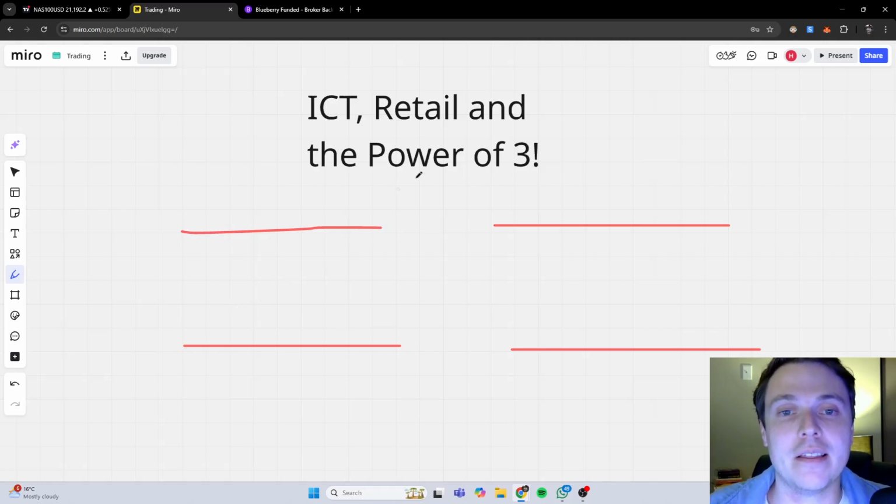So firstly, the power 3, accumulation, manipulation, and distribution. That is going to be one of our examples. And the other one is just a normal NASDAQ trade that happens with an order block, fair value gap, breaker block, and then going into the direction that we wanted to. So let's quickly look at example 1 and then at example 2.